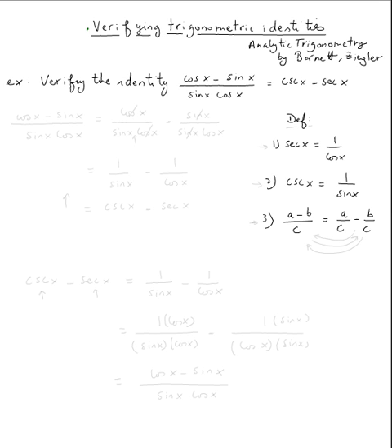So let's do this example. Verify the identity (cosine x minus sine x) over (sine x cosine x) is equal to cosecant minus secant. There's two ways of doing this. So let's start from the left and verify that's equal to the right, and then we can do both ways so we can learn more.